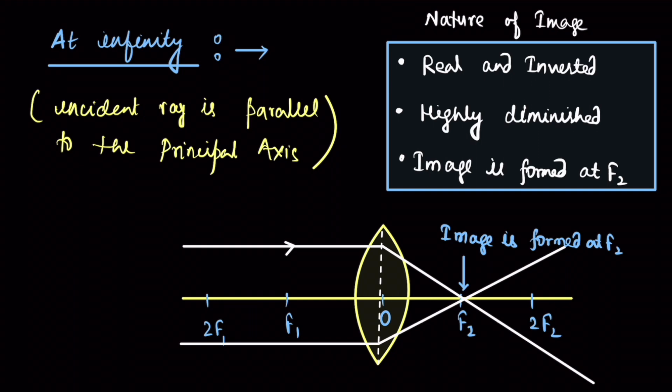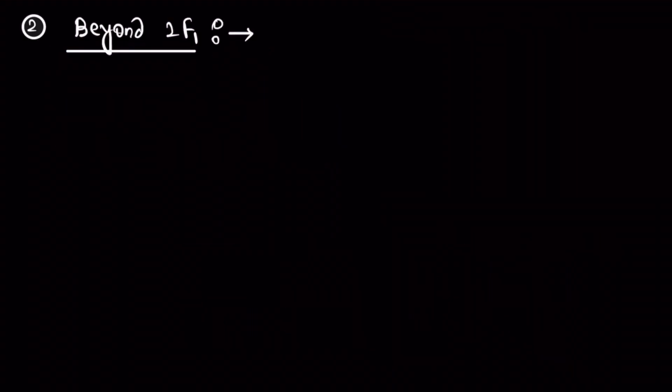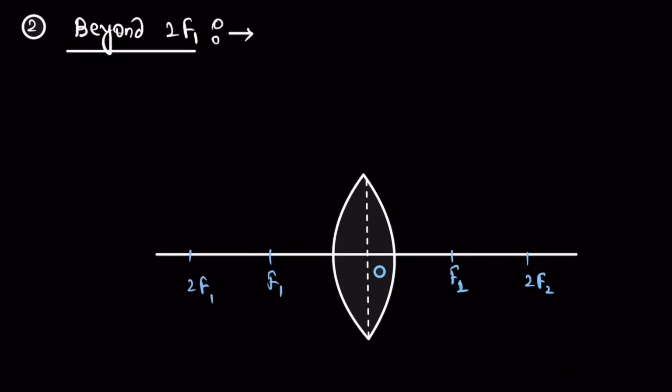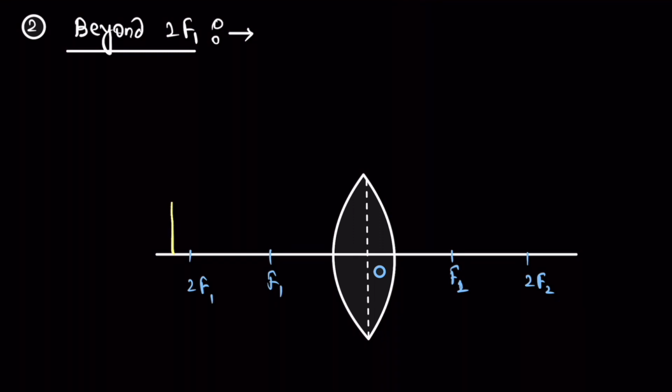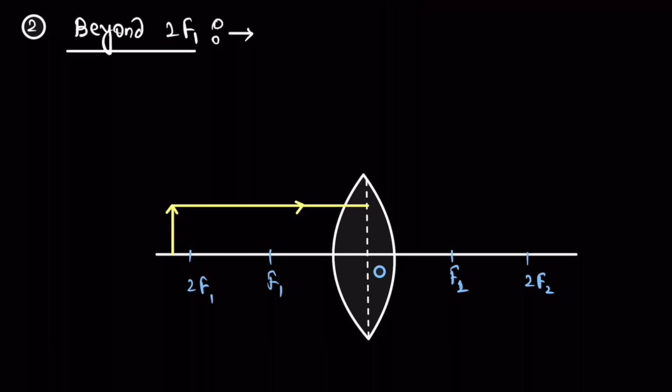Similarly, we will go for the second position of the object, which is beyond 2f1. So we will draw a convex lens. I always draw the ray diagram so you get a better concept regarding the image formation of spherical lenses. So if we take the object beyond 2f1, we always have to take two incident rays. First we can take the parallel one. In a convex lens, the parallel ray always passes through f2. And second we consider the ray through the optical center.